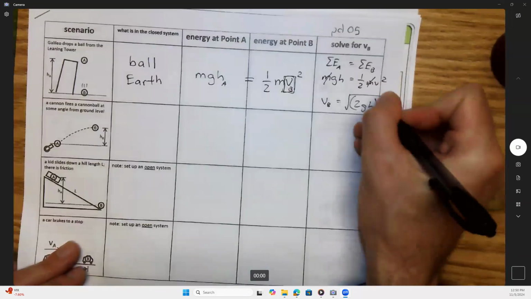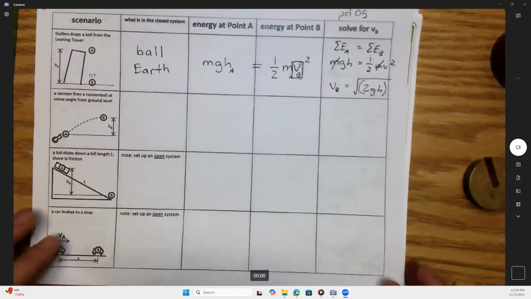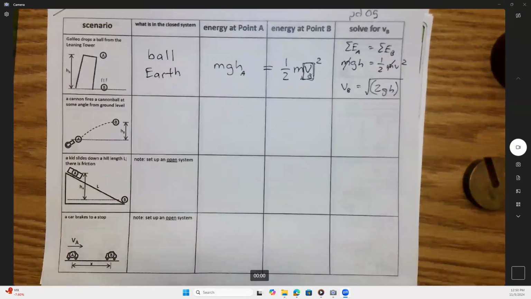Just like it was yesterday, just like it was back in September when we solved that with kinematics. That's it, square root 2gh. That's the answer to the first one. That's the whole thing. Right? You guys good?